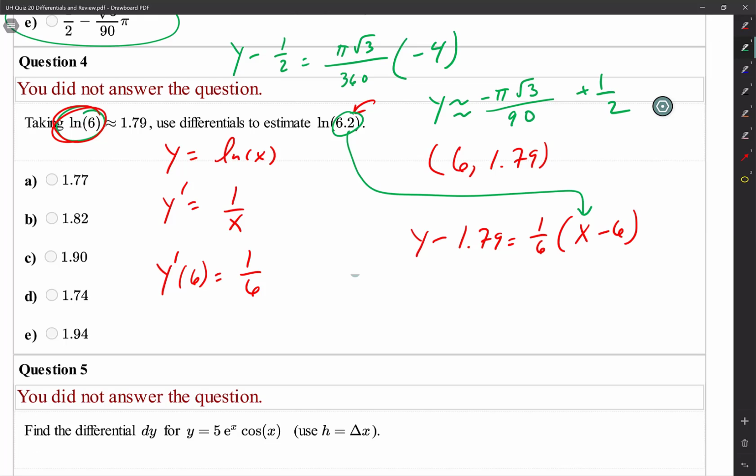Since I have all decimals, I'm going to use my calculator. Y is approximately, and I'm just going to go 1/6 times 0.2. So let's see, 1/6 times 0.2. And whatever that is, I'm going to add 1.79. Oops, I messed up.